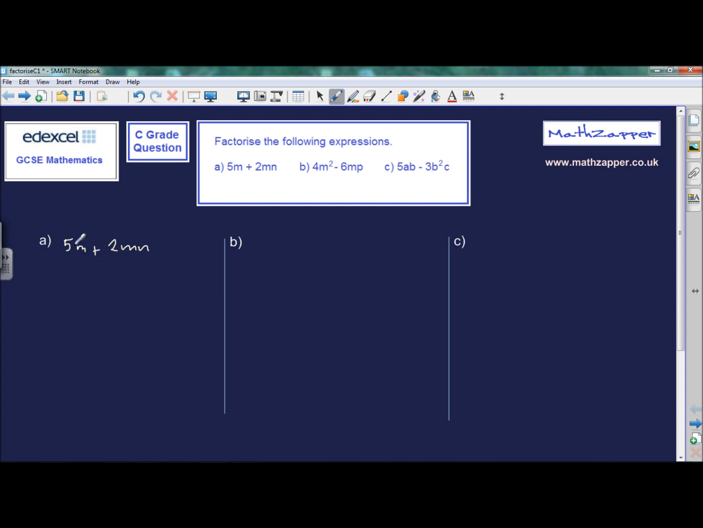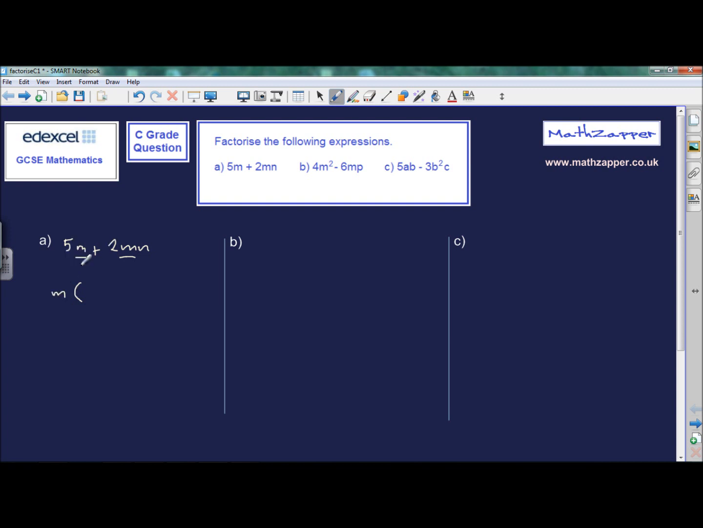the letters. Is there a common letter in 5m that's also in 2mn? Yes, m. M is there, and m is also there. So we can actually take m outside of the bracket because that's a factor of 5m. It's also a factor of 2mn, and that's what we're doing when we factorise. We're finding common factors of all the expressions. So now all we have to do is say, well, m is our common factor, so what do we multiply m by to get each of these terms?